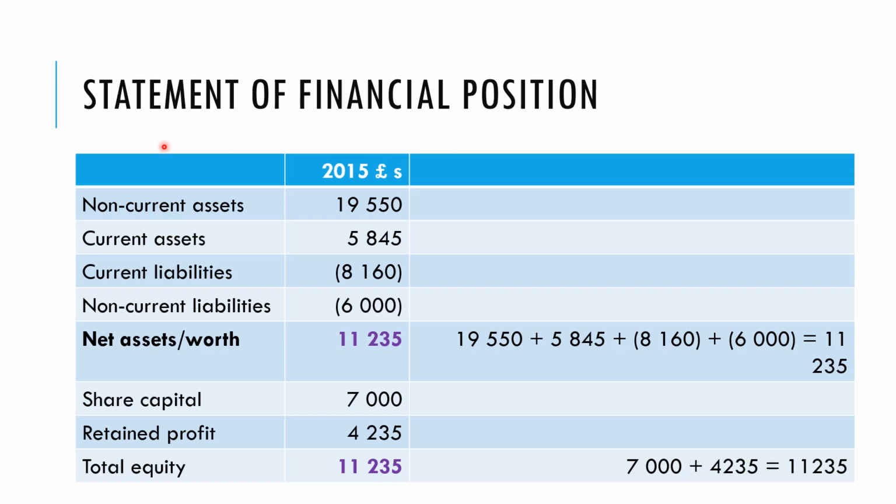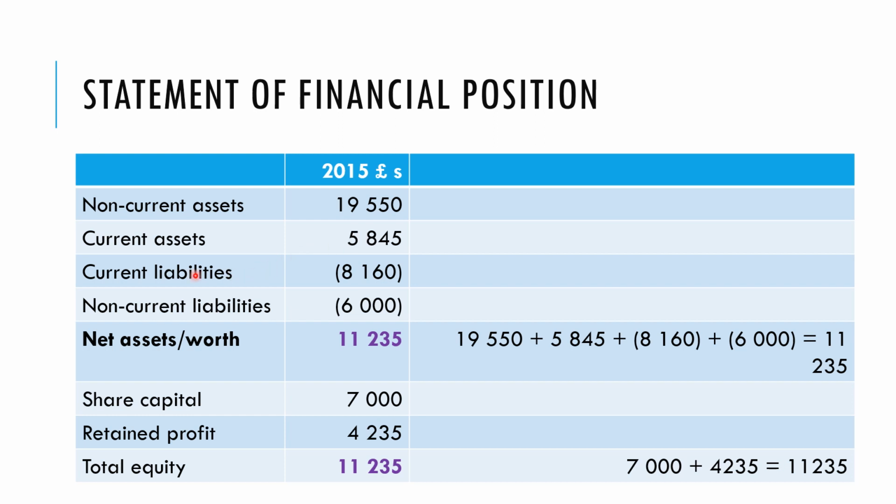So here's an example of a statement of financial position for 2015, and we can see here are the assets. So long-term assets, assets that will be around for more than a year, not converted into cash, £19,550. Current assets, assets that are likely to be turned into cash within a year, £5,845. If you add those two together, we'd have all the assets, total assets.